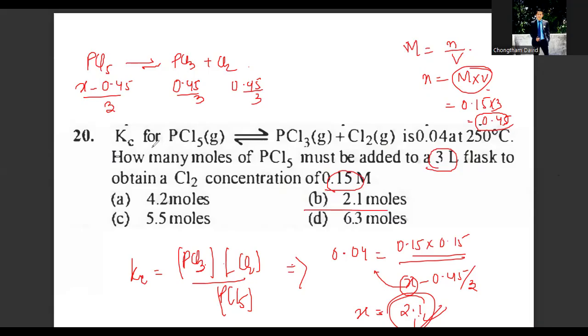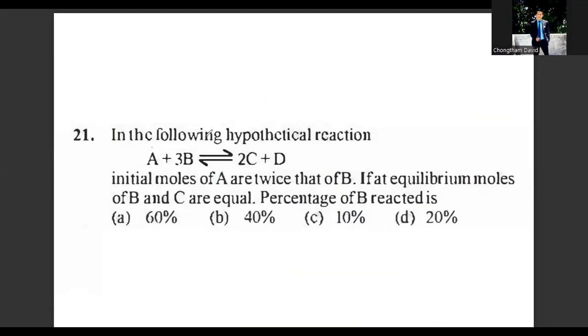Let us start question number 21. In the following hypothetical reaction, A and B gives C and D. Initial moles of A are twice that of B, and at equilibrium moles of B and C are equal. What percentage of B has reacted? So let us write the reaction somewhere here. A and B gives you C and D. So this is the equation.